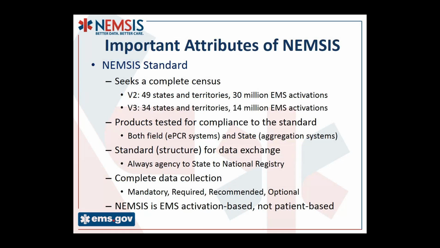So just a couple of important attributes of the NEMSIS process, the NEMSIS standard. It is an information system. First off, we seek a complete census of records, right? So NEMSIS does not rely on a probability sample collection of EMS agencies across the nation that are weighted to represent other agencies. We are requesting data from the entire country. And under version 2, at its peak, we were collecting 30 million EMS activations from 49 states and territories.